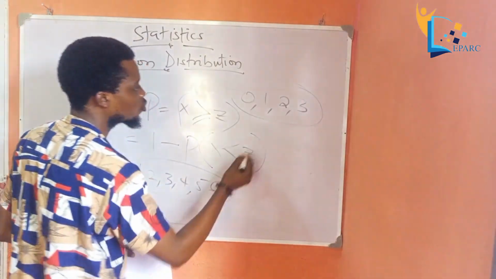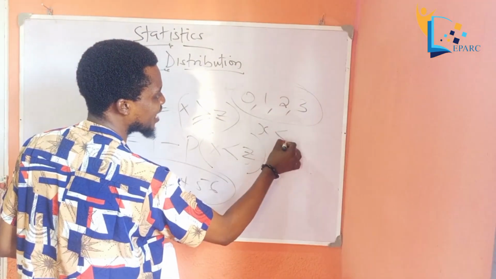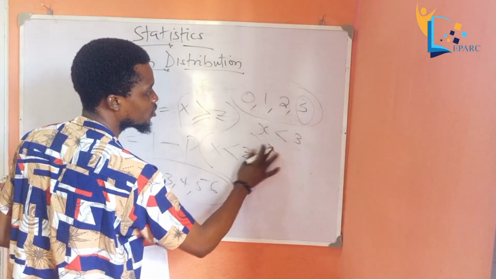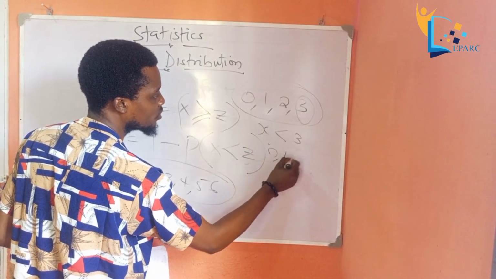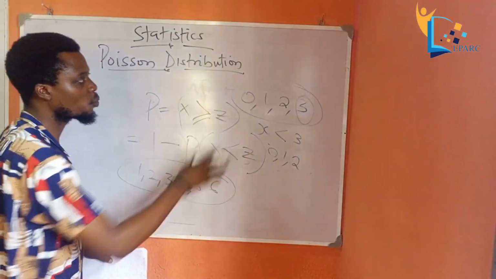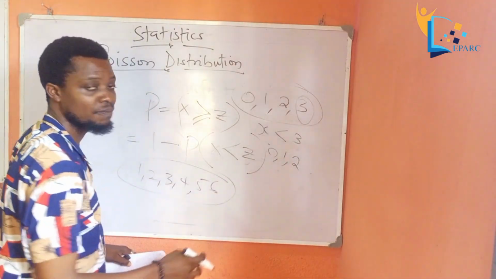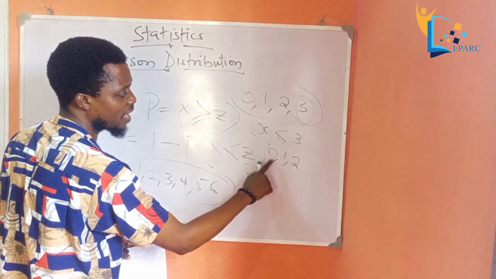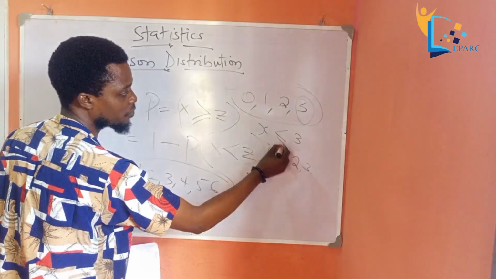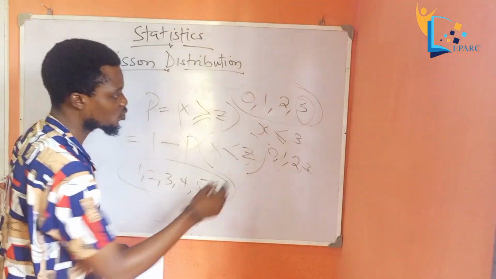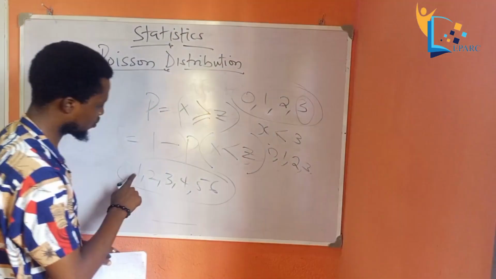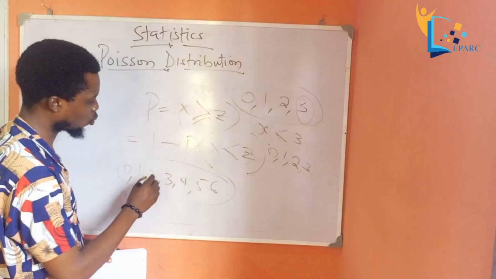At most 3. So if x is less than 3, it means that 3 is not included. So we have 0, 1, and 2. Okay? So we compute for 0, 1, and 2 if x is less than 3. But if x is less than or equal to 3, we have 0, 1, 2, and 3 because of the equal sign. Okay? So if we are solving for x less than 3, we have 0, 1, 2 to compute for.